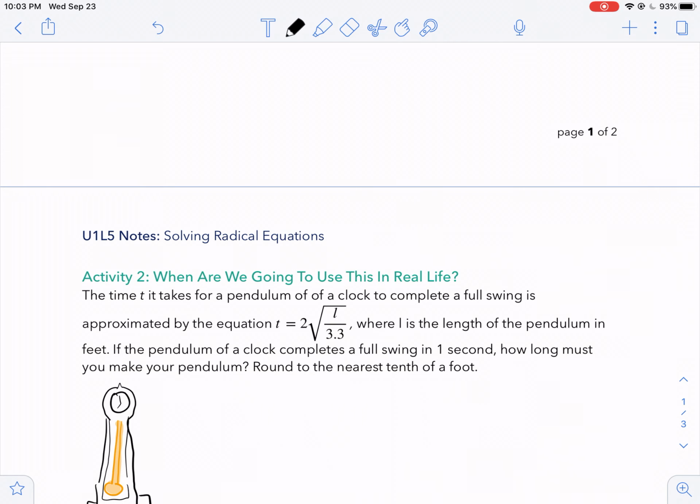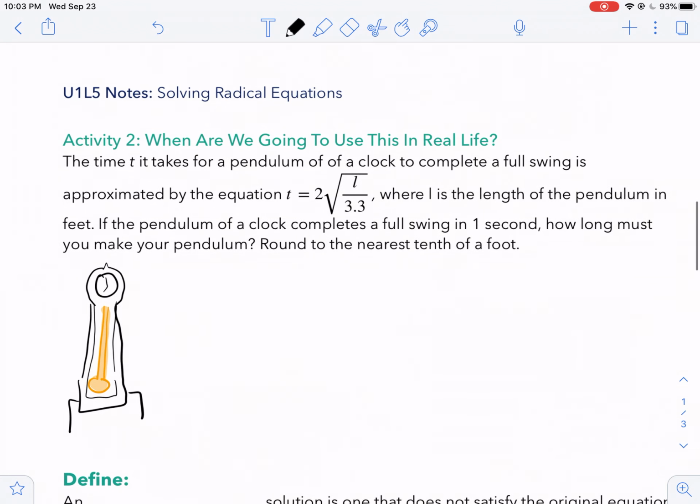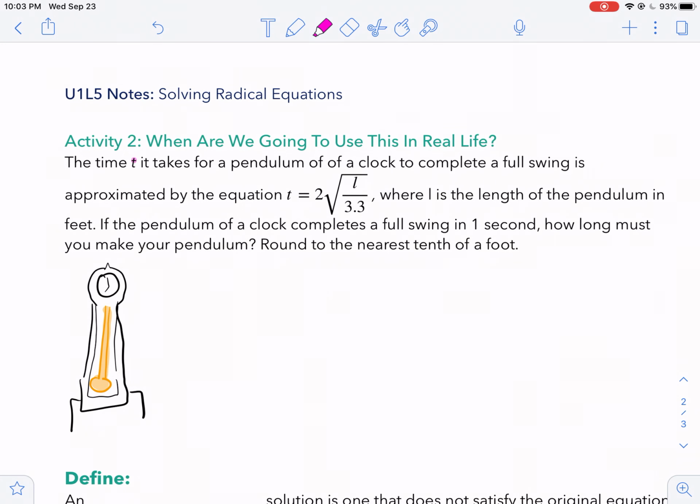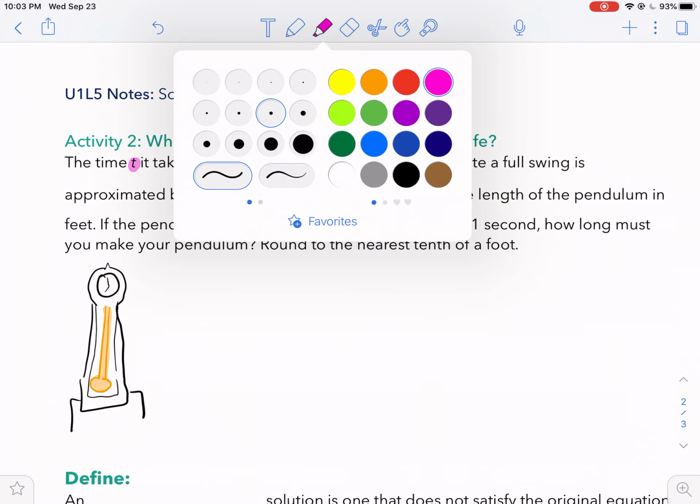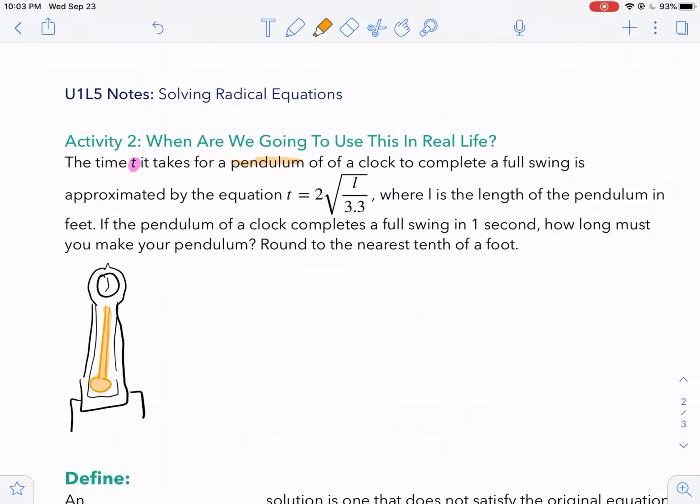Okay. Let's say you have a clock, and the time T it takes for the pendulum. Do you know what a pendulum is? The pendulum is the swingy thingy on the clock. It's this guy right here, the thing that goes back and forth and back and forth. So it's like the tick-tocker on a tick-tock clock. Tick-tock, tick. That's what it does.